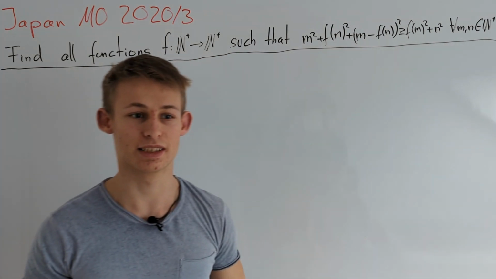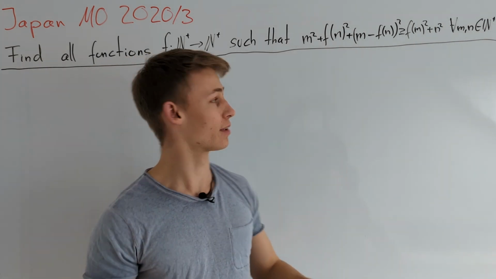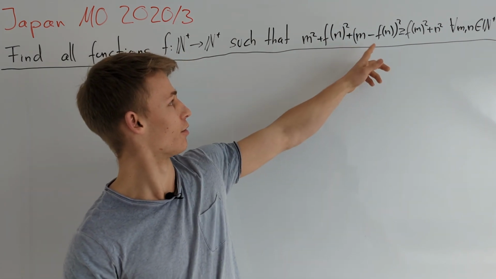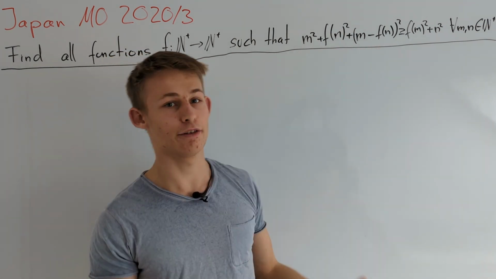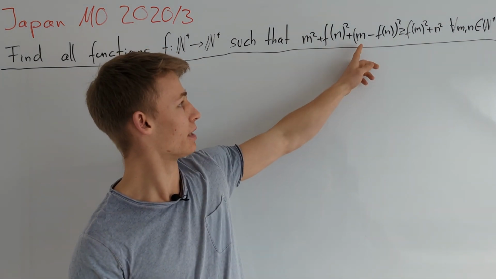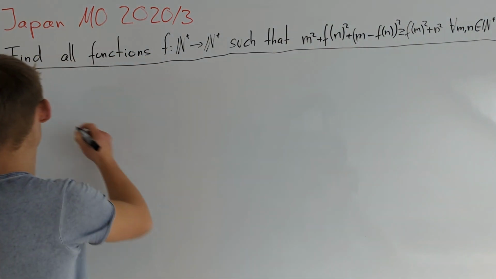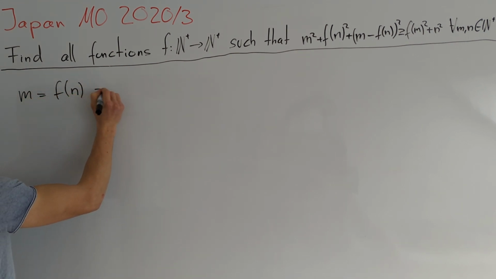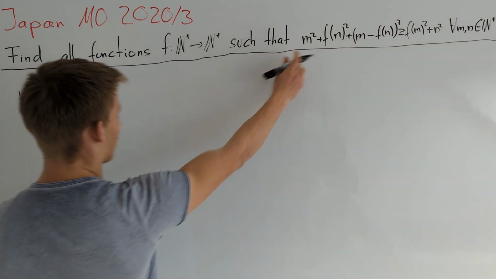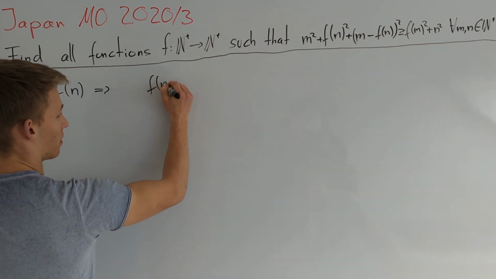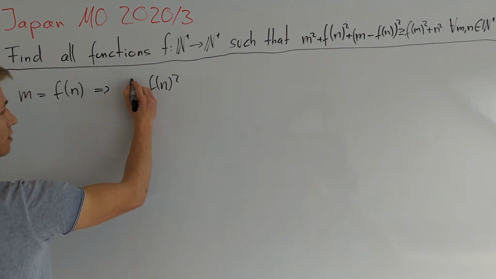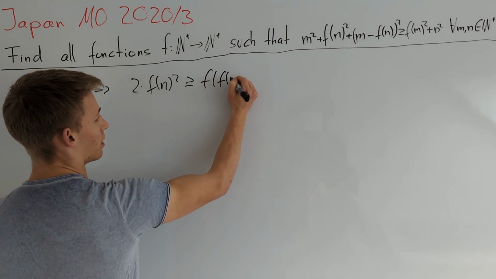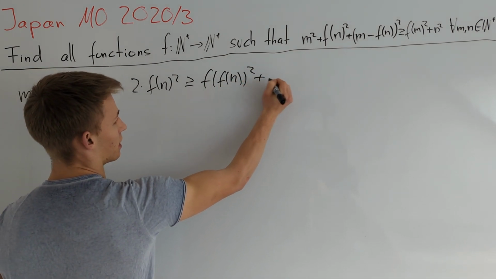To get the best possible statement out of this inequality, we want to get rid of the term m minus f of n squared, because this only makes the left hand side larger, and therefore our first idea is to plug in m equals f of n. So m equals f of n gives us that f of n squared plus f of n squared, which is 2 times f of n squared, is greater than or equal to f of f of n squared plus n squared.